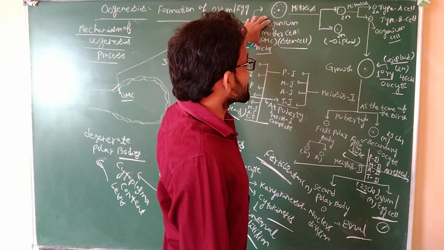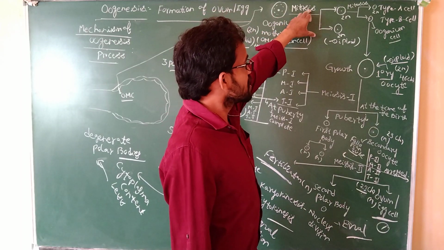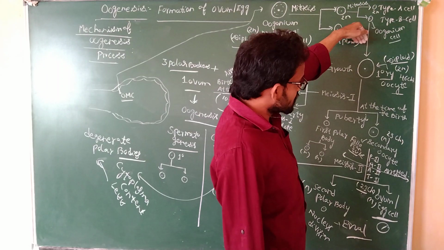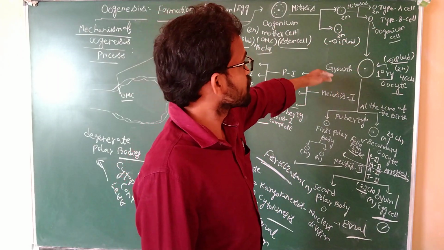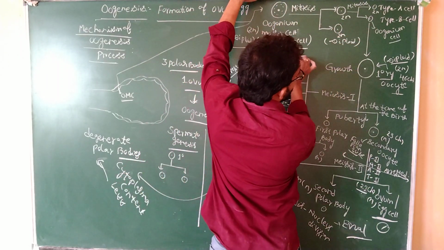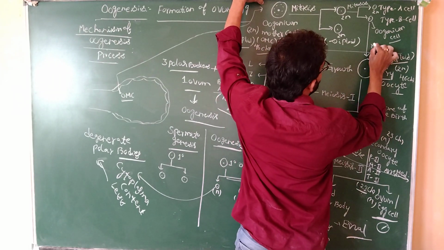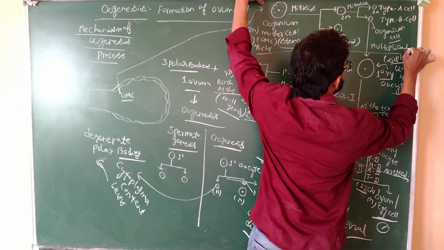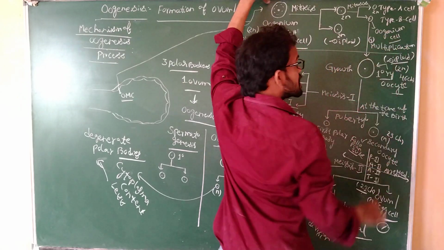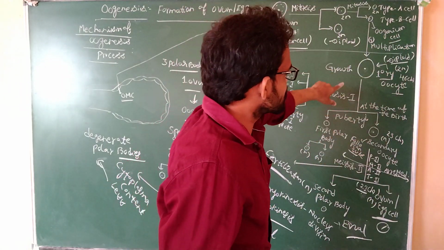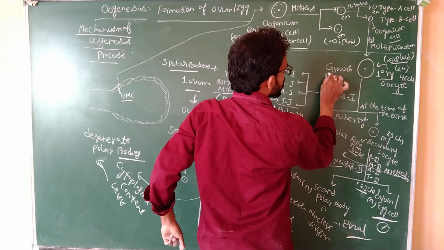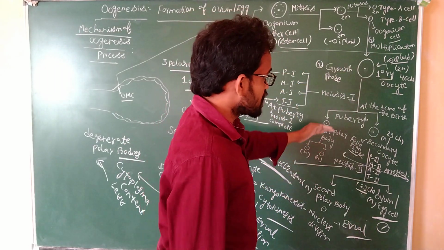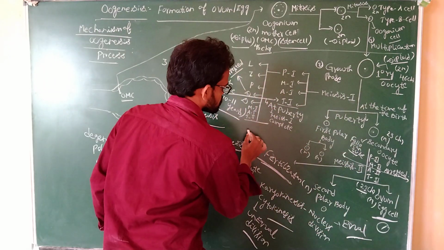First, oogonia mother cells undergo mitosis. They divide into two cells, and again, type B cells are converted into the primary oocyte cell. This phase is known as the multiplication phase. They continuously divide, and then the size increases. That is the growth phase.